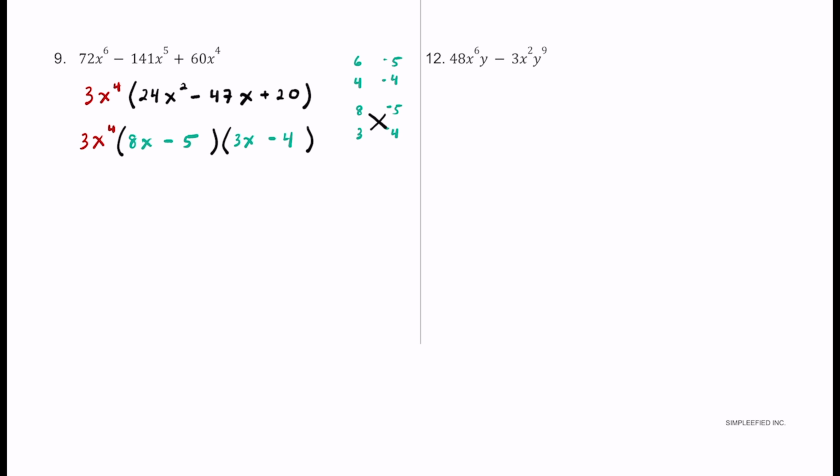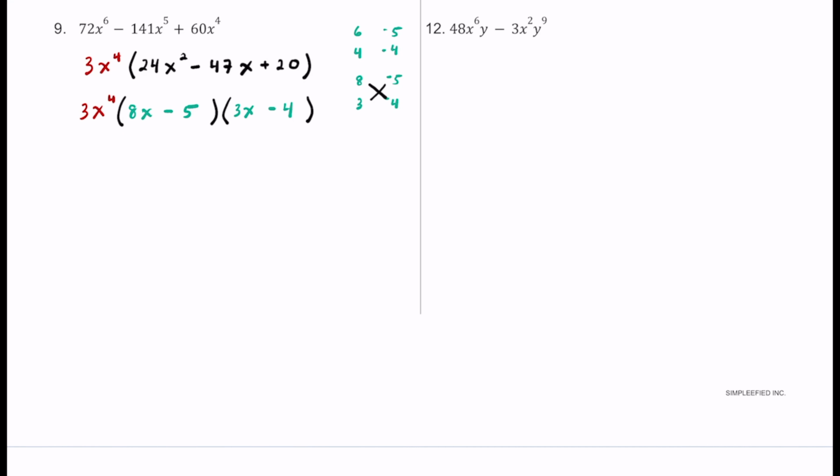Finally, for number 12, we have 48x to the 6th power y minus 3x to the 2nd power y to the 9th power. Okay, so I think we have a 3. Let's take the GCF out first. So I think they all have 3. They both have x to the 2nd power, and then they both have 1y, so that's the GCF. And then I think 48 divided by 3 is 16, so we have 16, and then we still have x to the 4th power for the first term, and then minus, we took out all the x's. I think we still have 8 y's for the second one, so y to the 8th power. Okay, so this monomial in front is done.